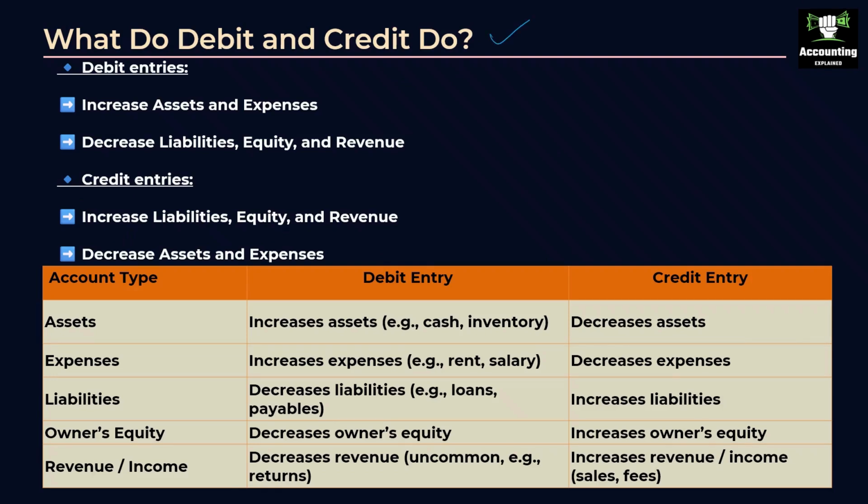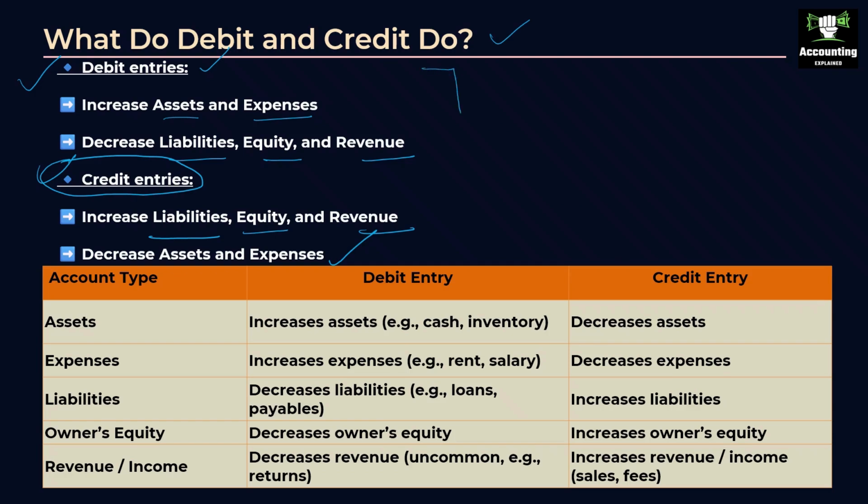What do debit and credit do? Debit entries, when there is increase in assets and expenses, and when there is decrease in liabilities, equity and revenue, then we have to pass debit entries. Credit entries, when there is increase in liabilities, equity and revenue, and when there is decrease in assets and expenses, we have to pass credit entries.